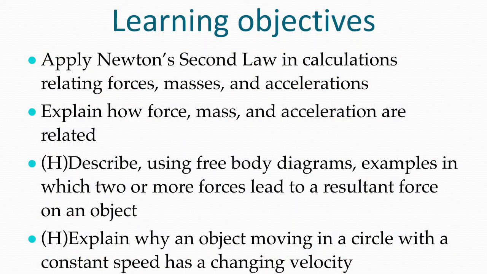Our learning objectives for today are to apply Newton's second law in calculations relating force, mass and acceleration, and explain how force, mass and acceleration are related. Higher tier learning objectives are to describe, using free body diagrams, examples in which two or more forces lead to a resultant force on an object, and to explain why an object moving in a circle with a constant speed has a changing velocity.